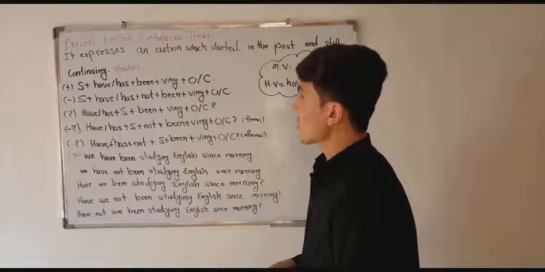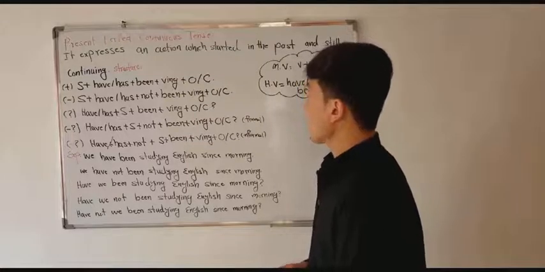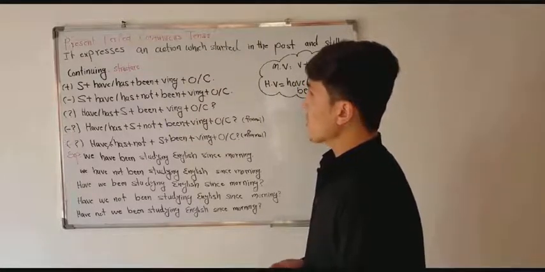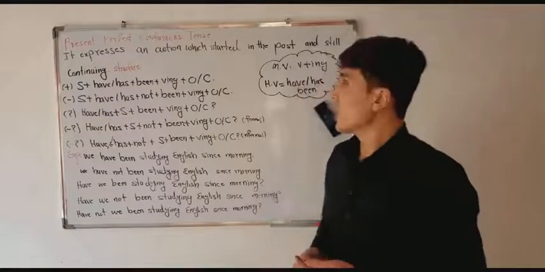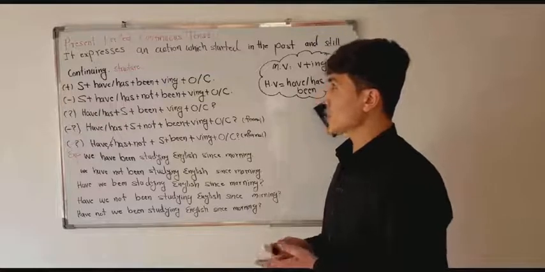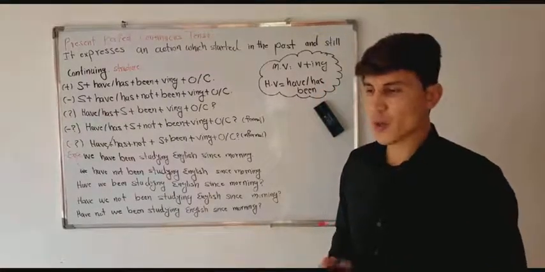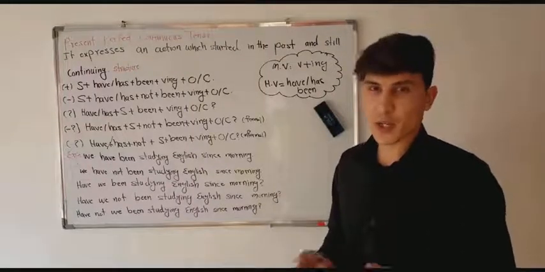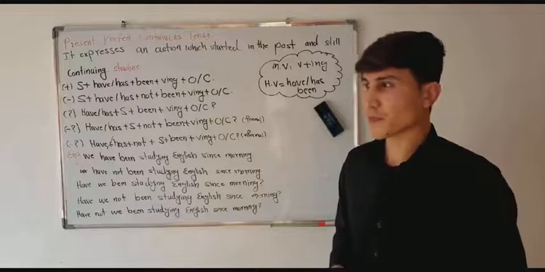So this was the definition and structure of present perfect continuous tense. Now we want to know when we can use the present perfect continuous tense. It shows an action that started in the past and it has a present result. For example, we see our computer and someone has been using it. So we say someone has been using my computer.